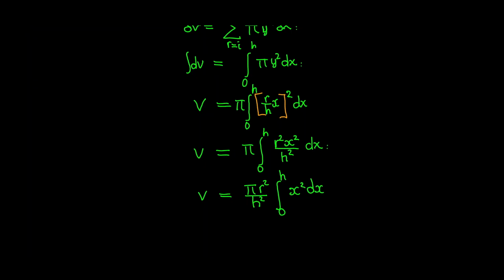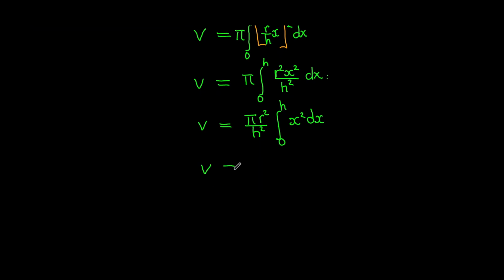So from here, it is easy to integrate. V equals, copying our constant, pi r squared over h squared. Then we can create a bracket since we have limits, and integrating x squared, we raise the power by 1, so from 2 to 3, and we divide by our new power 3. Then we close up this bracket, and our limits are running from 0 to h. The lower limit comes here, and the upper limit there.